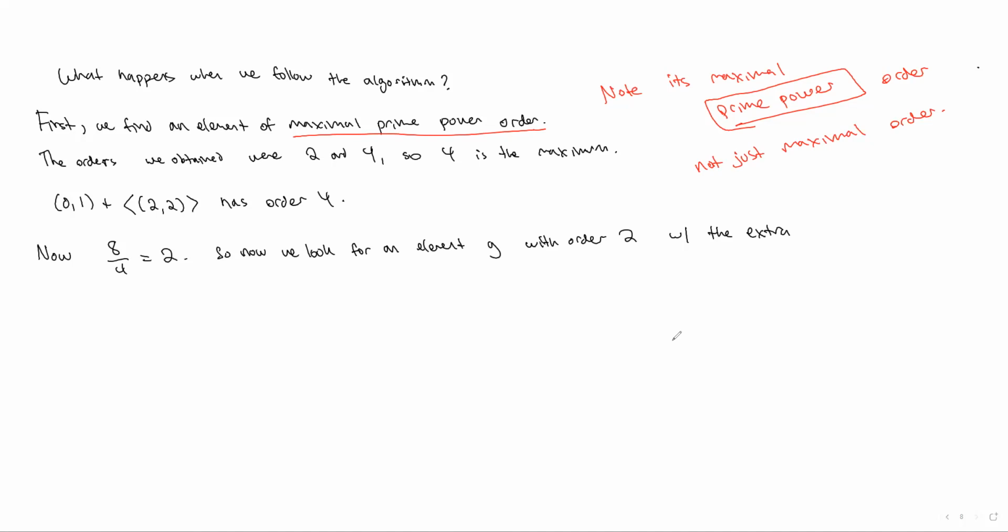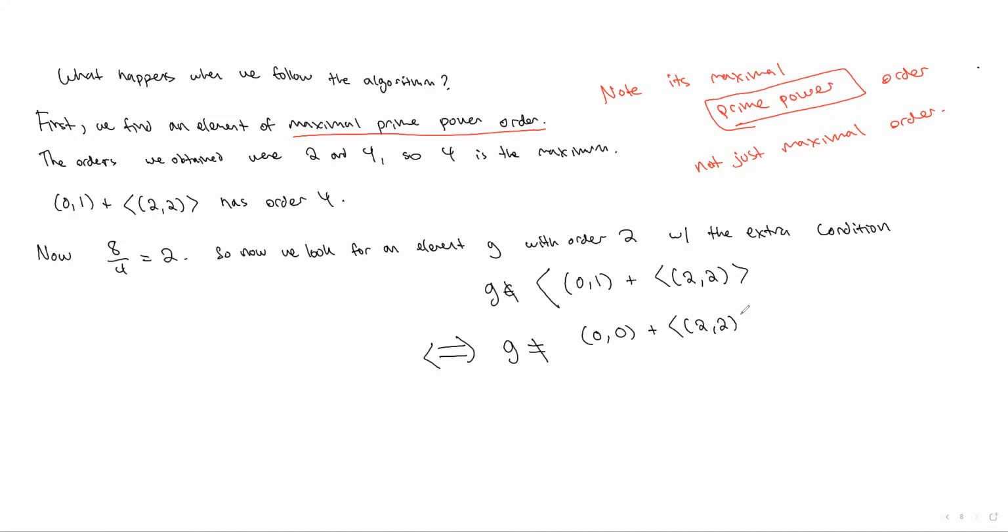Okay. So now we're going to look for an element g that has order 2, and there's an extra condition. So we don't just take any random element of order 2. The extra condition is that g is not in our current subgroup, so it's not in the subgroup generated by (0,1) + ⟨(2,2)⟩. And that's equivalent to saying that g does not equal (0,0) + ⟨(2,2)⟩ or (0,1) + ⟨(2,2)⟩.